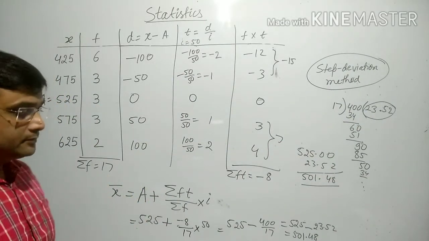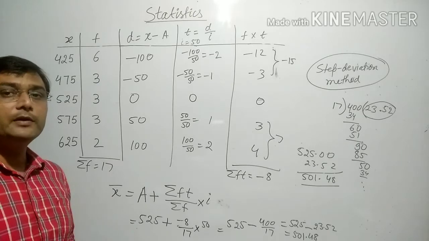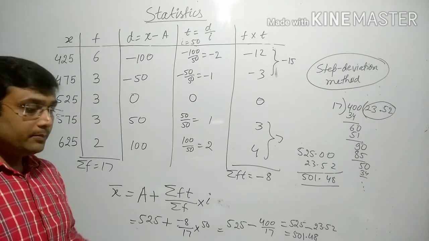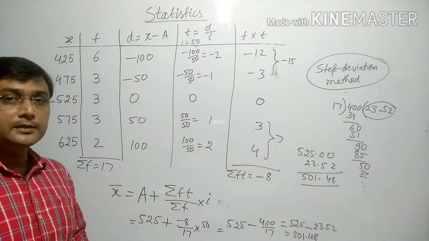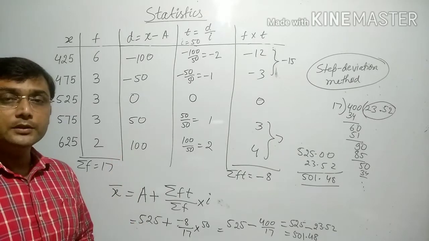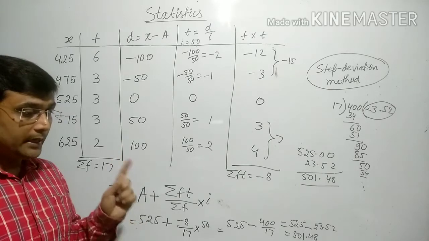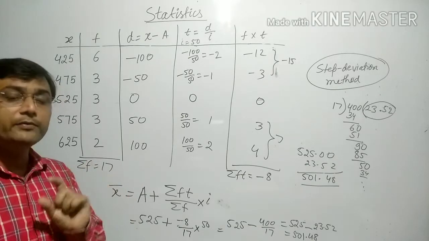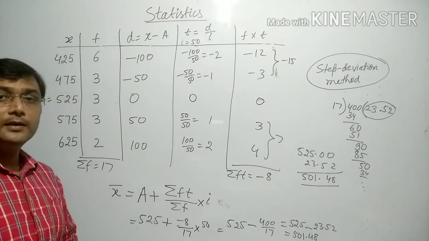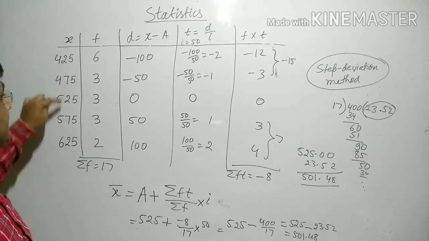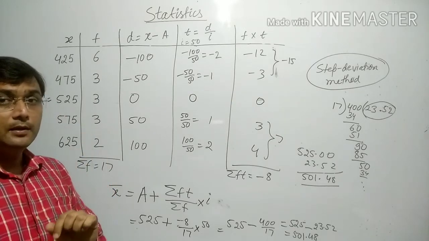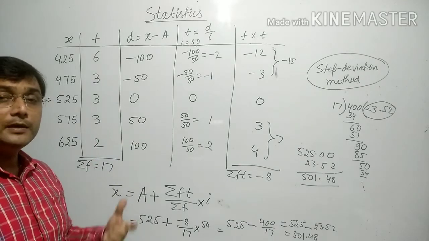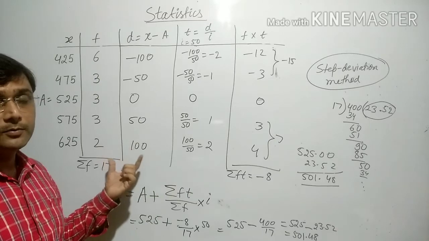So now we have seen, if raw data is given, how we will use the direct method, shortcut method and step deviation method. But in the starting of the session, I had discussed some different type of data, overlapping and non-overlapping data. That means whenever we get the data in the form of class intervals, like 0 to 10, 10 to 20, how will we deal with it? How will we implement these three methods in overlapping data in the form of class intervals?